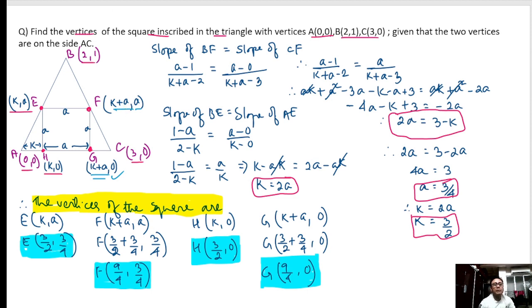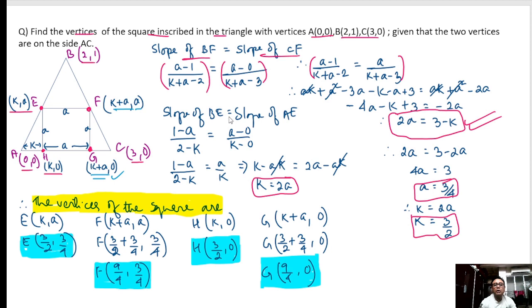Now our target will be to see what is the slope of BF. Please watch here. The slope of BF should be equal to the slope of CF. Why? Because they are on the same line. So this is y2 minus y1 by x2 minus x1 between BF and CF. So solving it, we get this part.